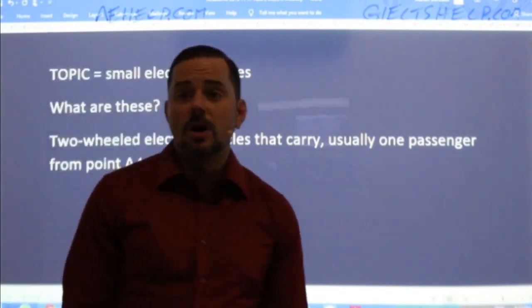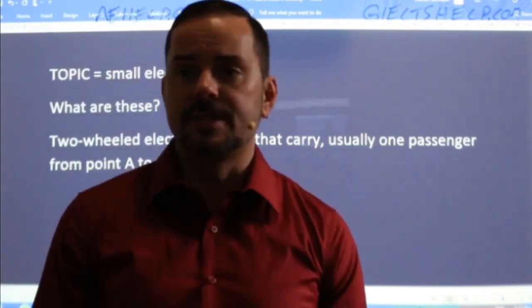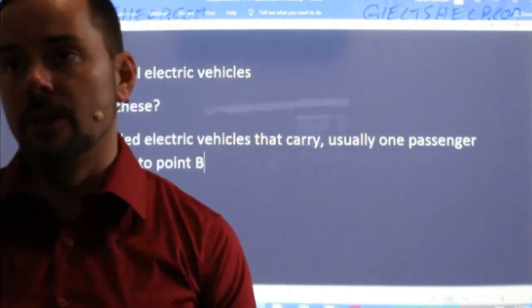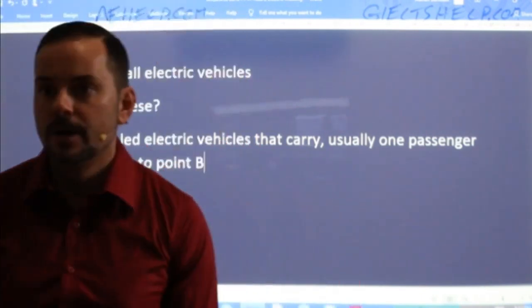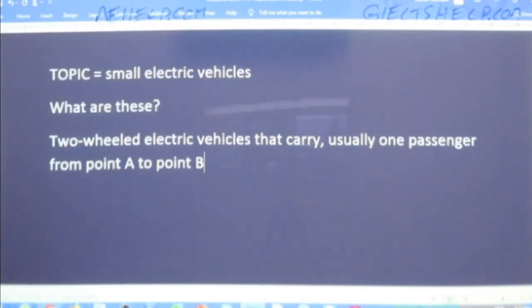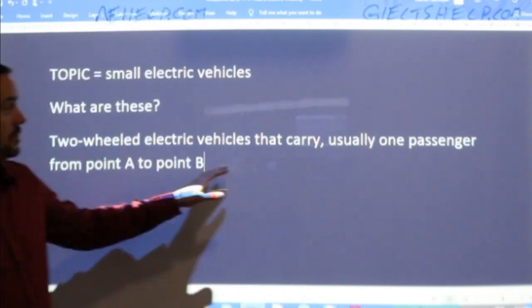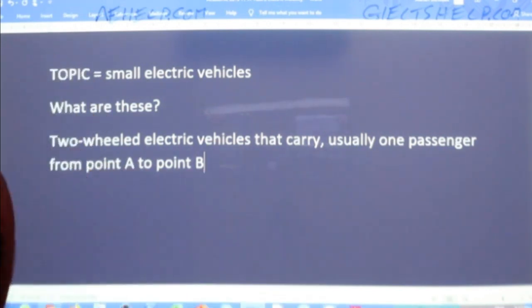Right, Katu, we have lots of example task 2 essays on our website. We don't like to give students templates. We want you to think, plan, develop, and write your own essay. That's the best way to get a high score. Diru, that's again answering the why question. So the what question is two-wheeled electric vehicles that carry usually one passenger from point A to point B.